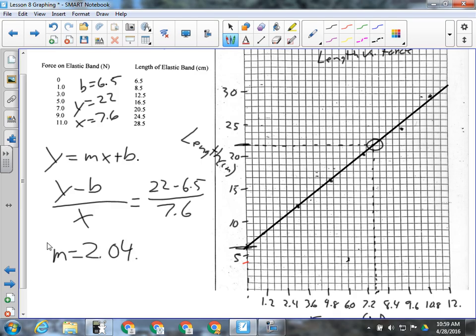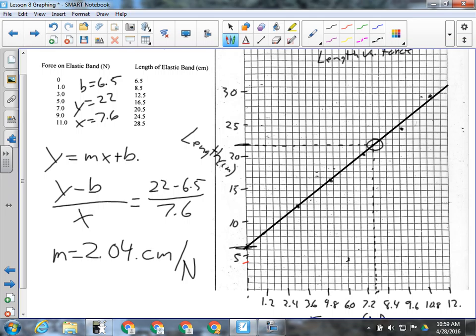What are my units for that? Centimeters. What are my units on the x-axis? Newtons. That's the units for force. Newtons. That's what N stands for. Okay. So the units here are centimeters per Newton, which would kind of make sense. It's how many centimeters longer it gets every Newton of force that is applied to it. Okay? It gets 2 centimeters longer for every Newton of force that we apply. Okay? That's what the slope is telling me, centimeters per Newton. Okay? Everybody all right with that?